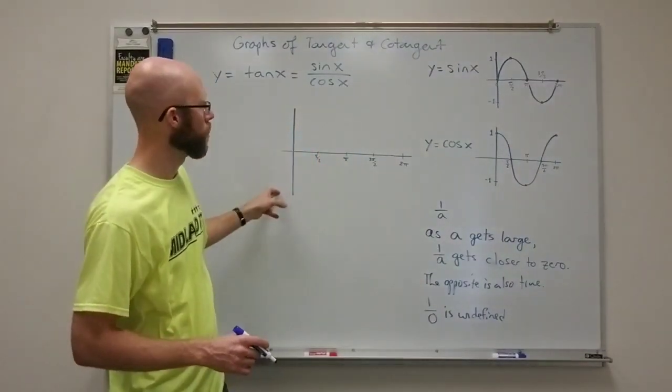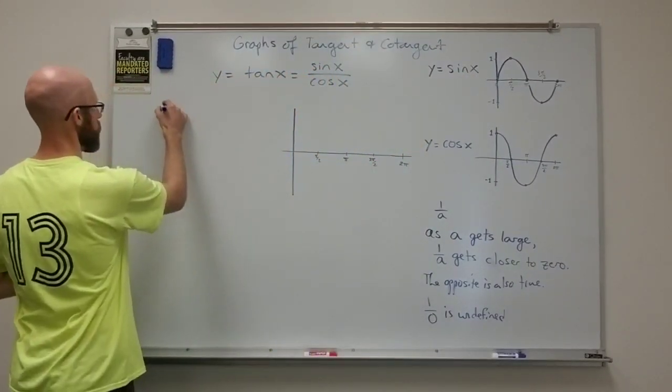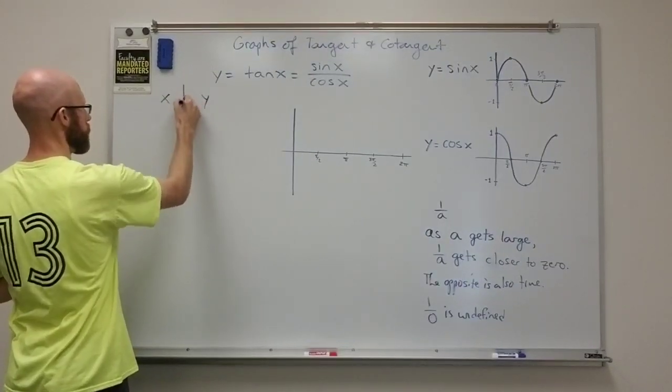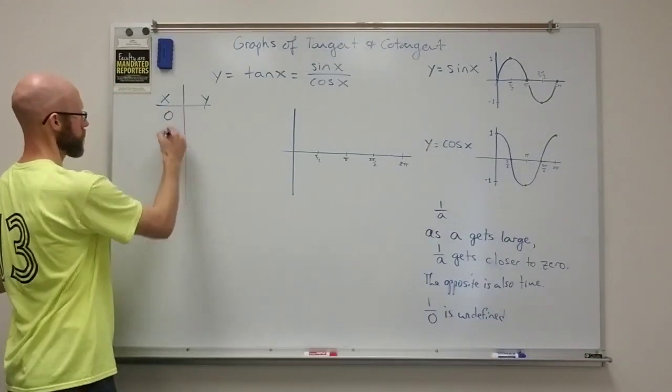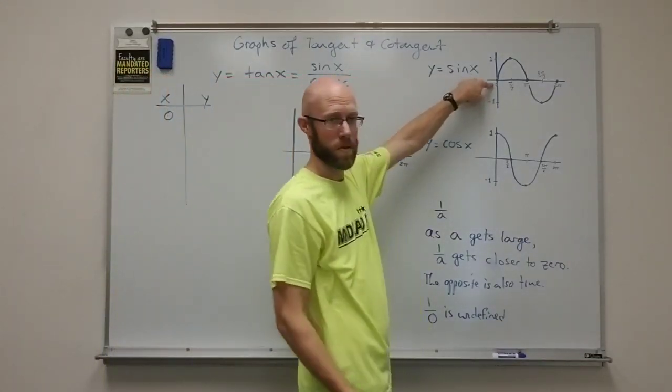So starting at 0, I know that the sine, so actually let's do sort of a little xy table. And this is going to be for the tangent, okay? So let's start with an x value of 0. We know that the sine of 0 is 0.